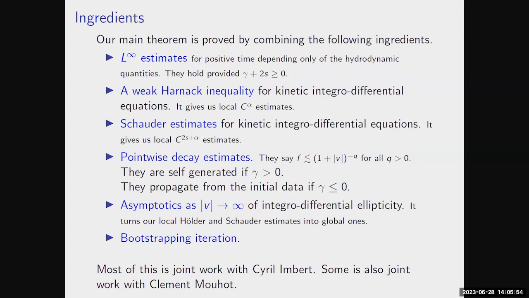There is a pointwise decay estimate. This is something we did with Cyril and Clément Mouhot that basically tells us that the solution of the Boltzmann equation is not only bounded above uniformly, but has certain decay for large velocities, faster than any algebraic rate. And then we have to do some precise analysis of the asymptotics for large velocities to get global bounds and iterate and get the C infinity estimates.